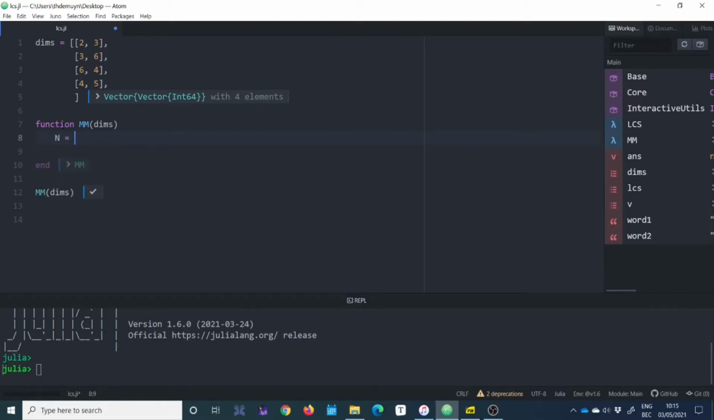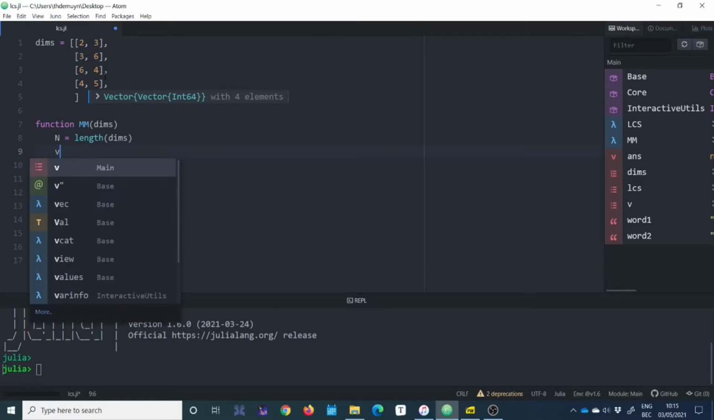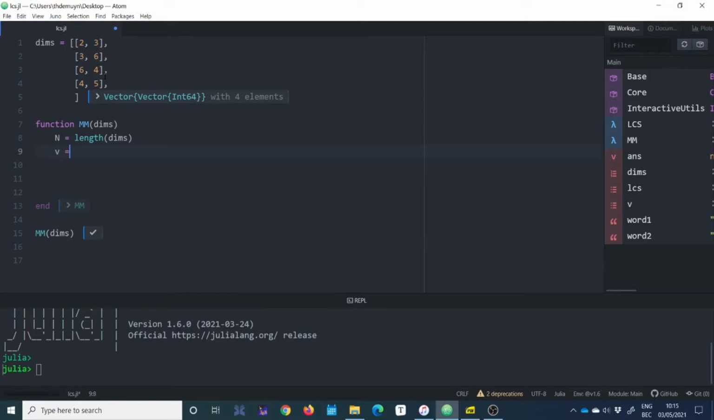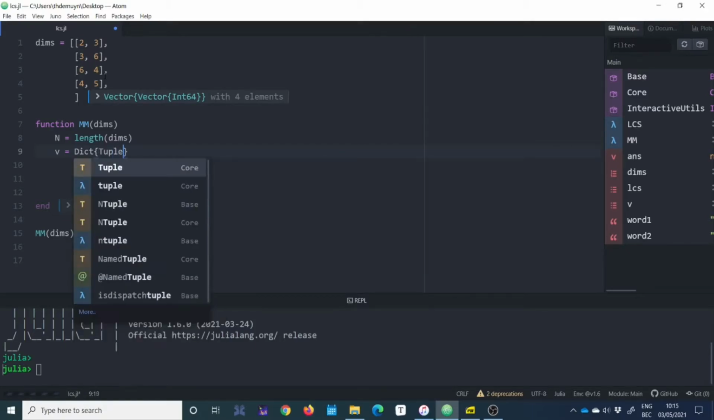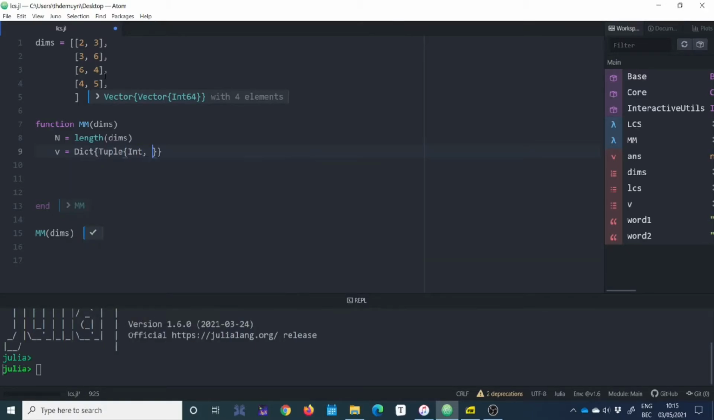So first of all, let me store in big N the number of matrices. So this is going to be the length of this vector. And I'm going to store the results in a dictionary that's called V. So it's going to take a tuple, which is going to be the integer of the starting matrix, the integer of the end matrix. So I'm going to compute the multiplication from this matrix until this matrix, and it's going to give me the number of operations that I need to do in order to multiply these two together.